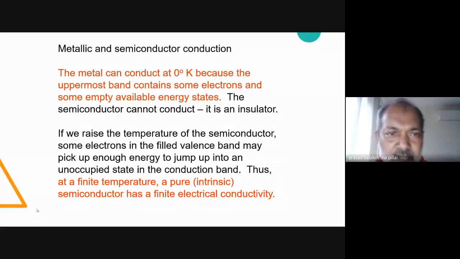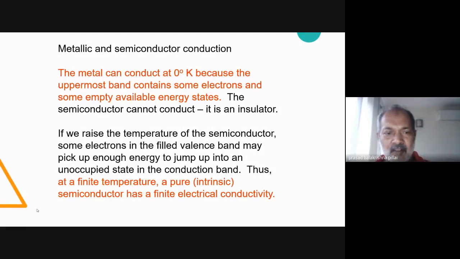So this again I have elaborated already. Metal can conduct because even at the uppermost band it contains some electrons and some empty available energy states. So at 0 degree Kelvin, semiconductors behave like an insulator. So this already we have explained.